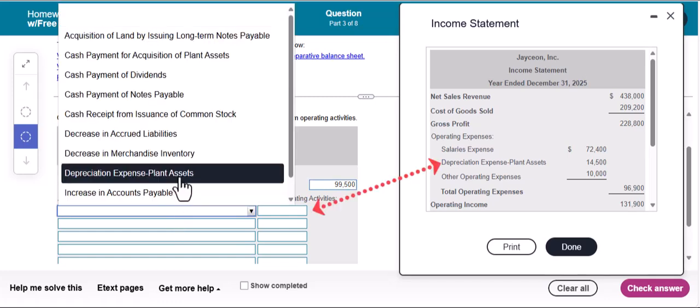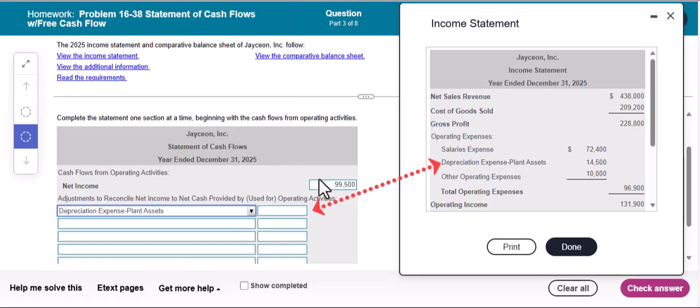So depreciation expense, plant assets. And then we have that expense right here of 14,500. We're going to copy and paste that over as a positive number. And we back out this depreciation because it does not lower cash, but it does reduce net income. So we have to back it out by adding it back in, since it is an expense and lowered net income.